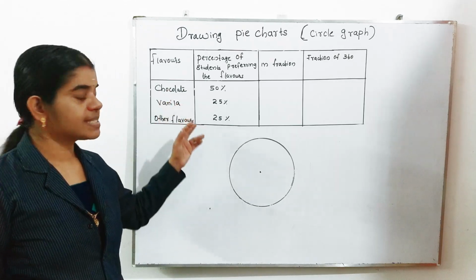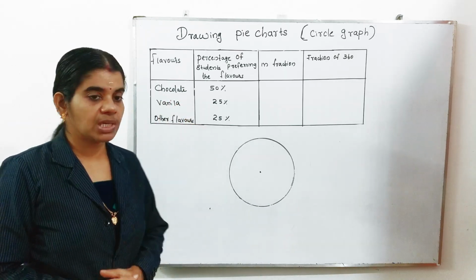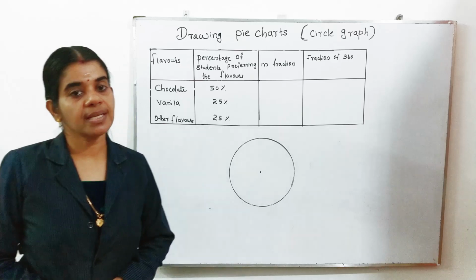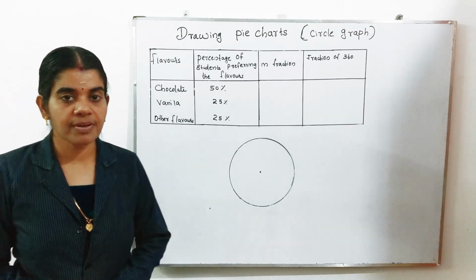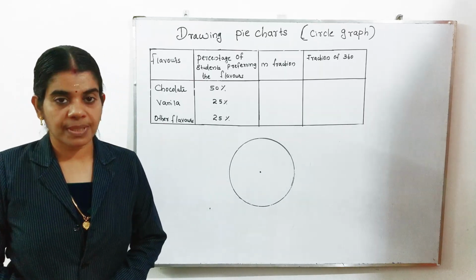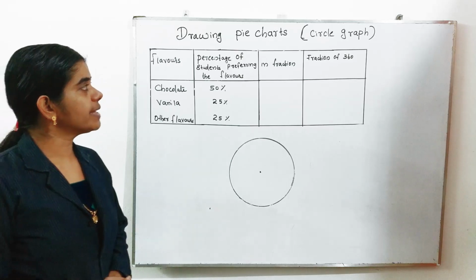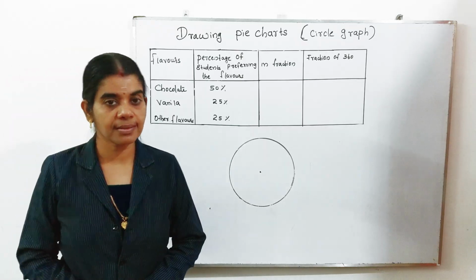Today we are discussing how we can draw a pie chart. In the previous class we studied the histogram. For the continuous class interval we will draw the histogram. Today we are discussing how we can draw the pie chart or circle graph.